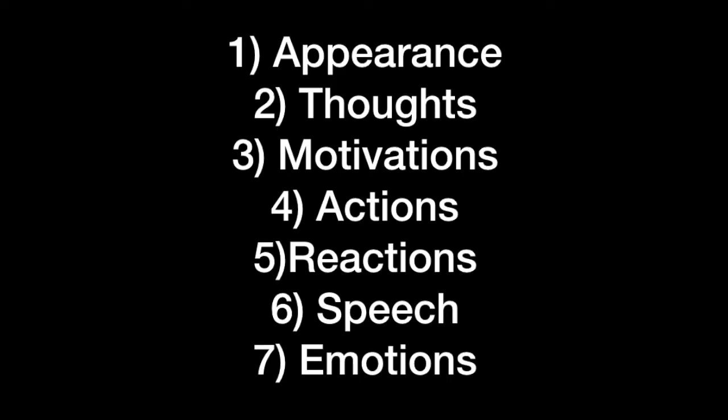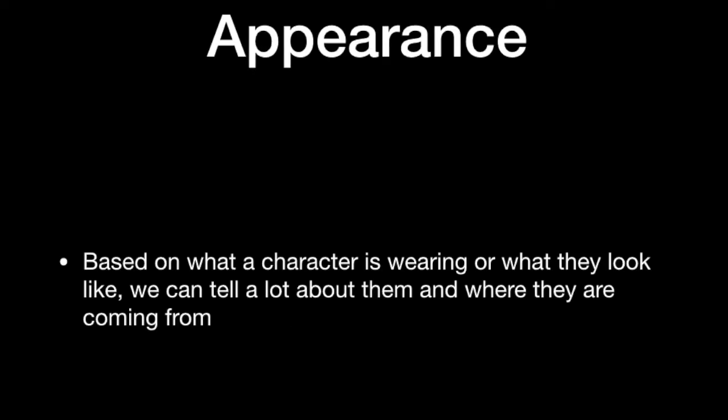However, the hard part isn't in recognizing a character. We can all generally do that. It comes in understanding their characterization. And what we're talking about with characterization are 7 different things: appearance, thoughts, motivations, actions, reactions, speech, and emotions. These things put together give the character a personality from which we can judge them, have expectations on, grow with them throughout the story. The first part of characterization is appearance.